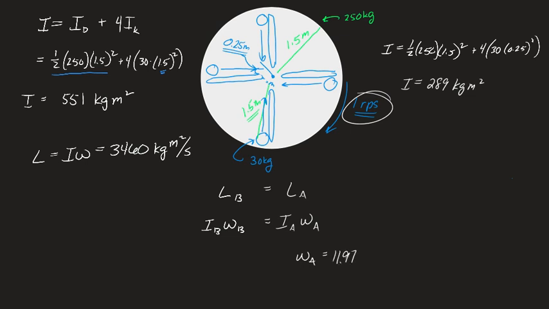11.97 radians per second? Wow. Right, twice as fast. It was 6.28 radians per second before, and now it's almost 12 radians per second. The kids just walked to the center, and it's going much faster.